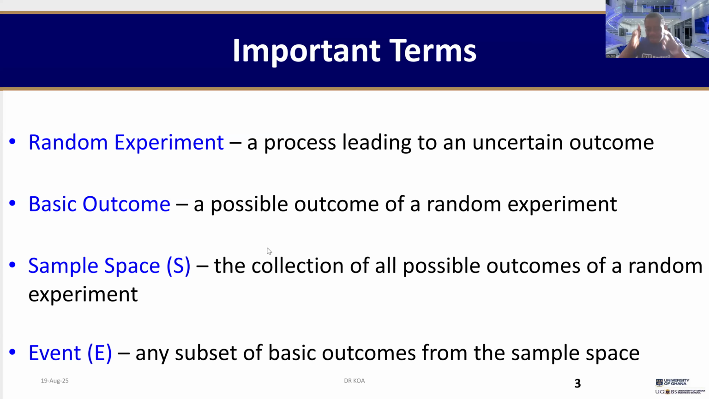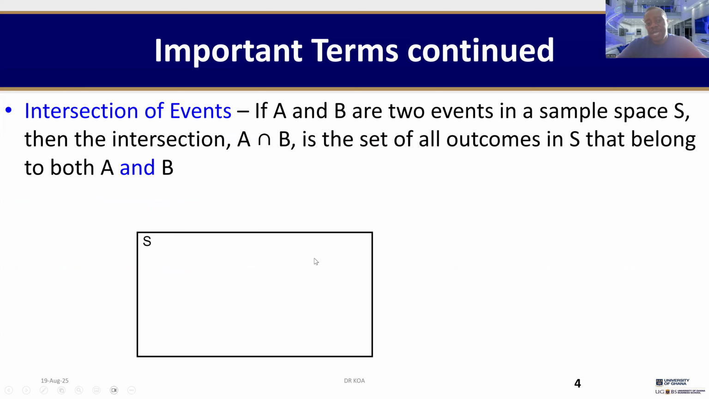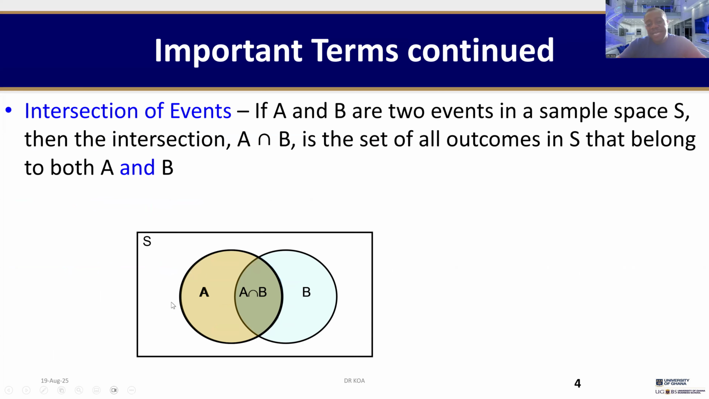Now, what is the event? The event itself is that outcome from the space. So any subset of the outcome from the space, that is an event. We'll look at a number of examples here. So I want you to look at this set here, okay? And if you look at this set, you have a set A and a set B.